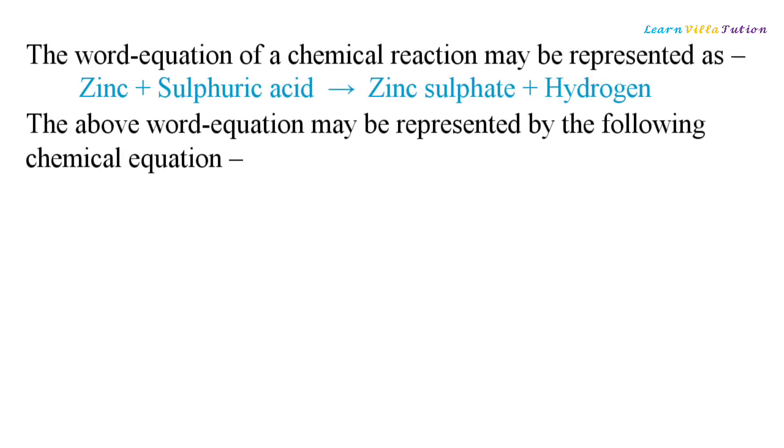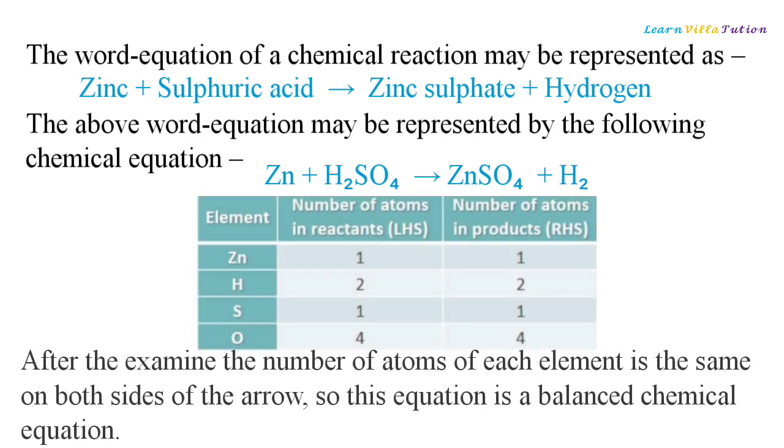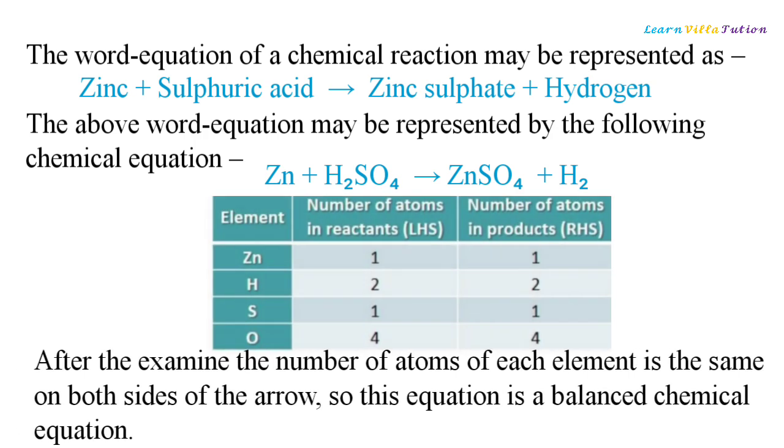The word equation of a chemical reaction may be represented as zinc plus sulfuric acid gives zinc sulfate plus hydrogen. The above word equation may be represented by the following chemical equation: Zn plus H2SO4 gives ZnSO4 plus H2. On examining, the number of atoms of each element is the same on both sides of the arrow. So, this equation is a balanced chemical equation.